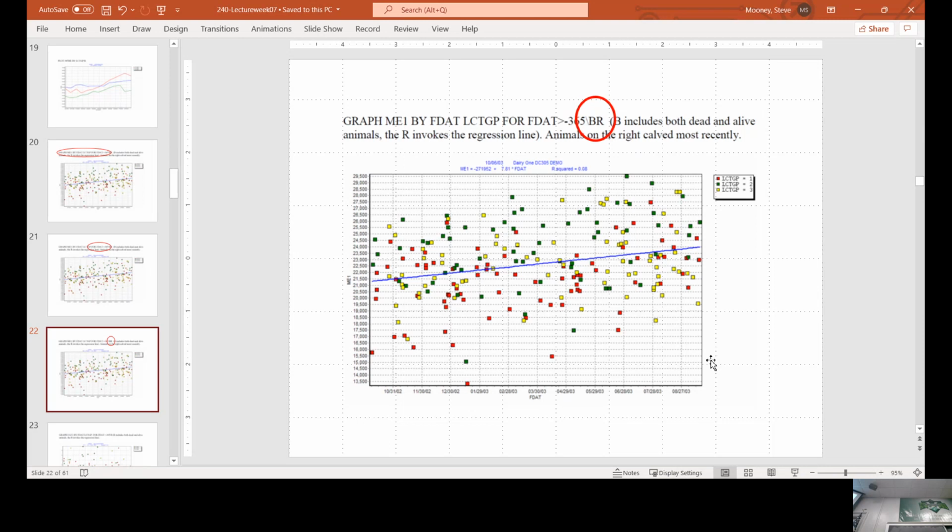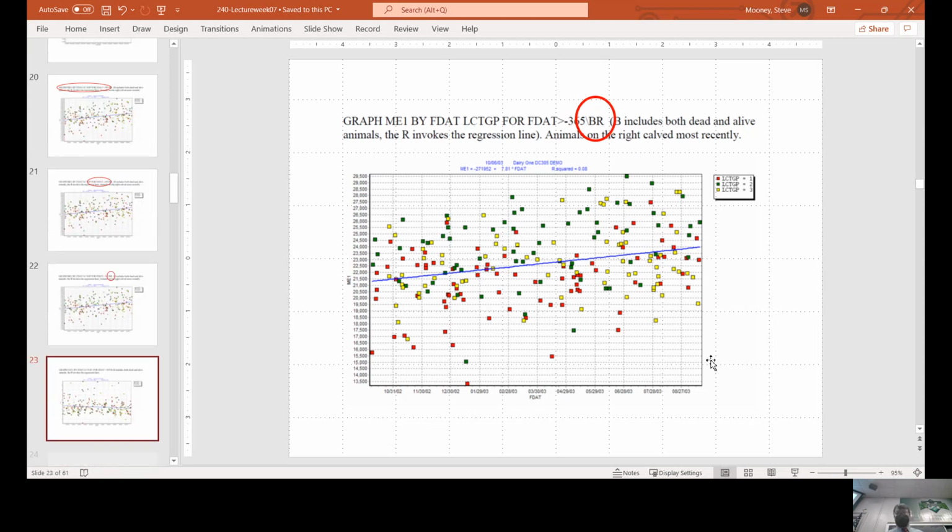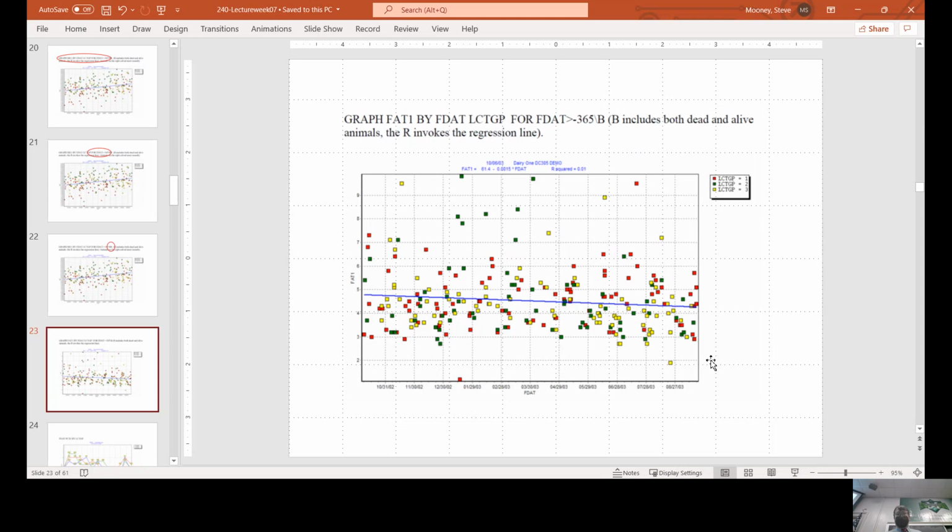Again, with that data set, there's something about the yellow that seems to be pulling things up, although that may not be mathematically correct, but it looks that way. So that regression line coming up, we've gained a few pounds of milk in our mature equivalent. We're doing better than expected. So we're doing something right. We have an opportunity to check through.